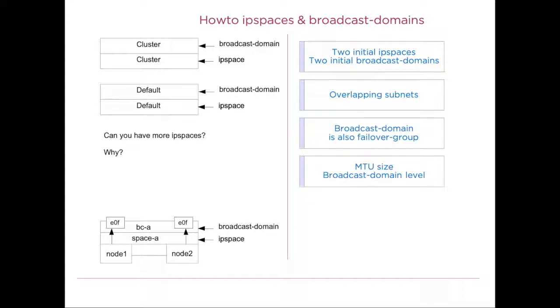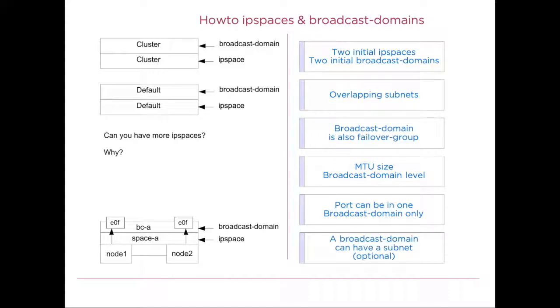Also, the MTU size, or maximum transfer unit size, is no longer determined at the port level, but at the broadcast domain level. So all ports in the same broadcast domain will have the same MTU size. A port can only be in one single broadcast domain, so you can't have one single port in 2 different broadcast domains. And a broadcast domain can also have a subnet. This is optional. You don't have to do that.